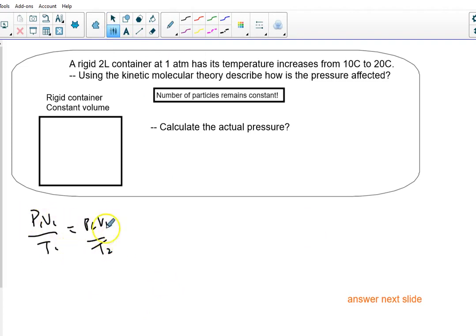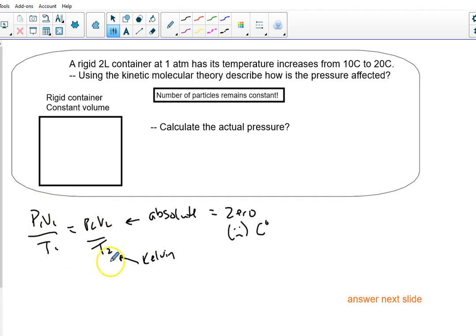One, make sure all your units are absolute, which means they're based off zero. The only one that really causes us issues here is Celsius. Everything else is fine. Celsius is not. This has to be in Kelvin. And you have to be consistent with the units across, so same pressure units, same volume units.